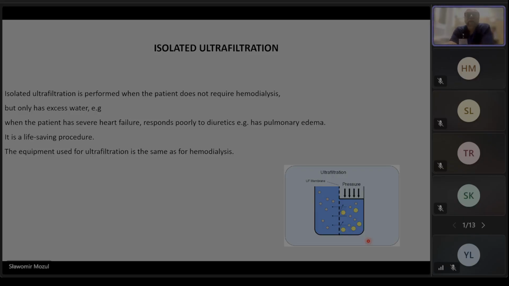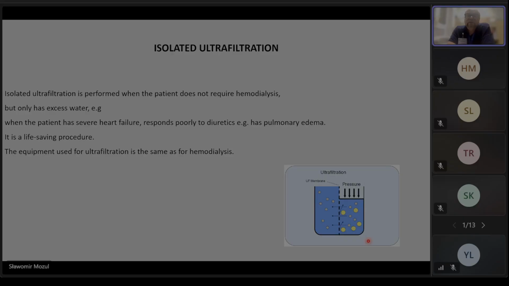Now, some information about another procedure performed using the dialysis machine: isolated ultrafiltration. In this procedure, unlike in hemodialysis, no dialysis fluid is used.